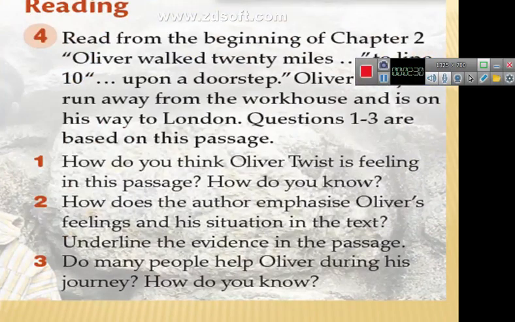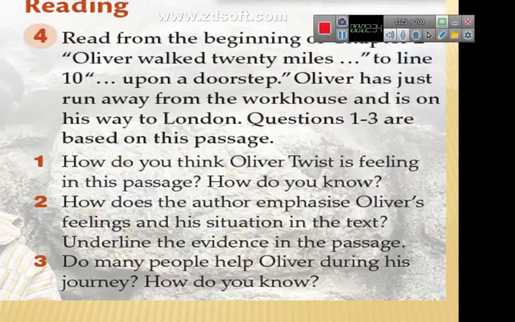Read from the beginning of chapter 2, "Oliver walked 20 miles," to line 10. Question 1: How do you think Oliver Twist is feeling in this passage? How do you know? Question 2: How does the author emphasize Oliver's feeling and his situation in the text? Underline the evidence in the passage. Number 3: do many people help Oliver during his journey? How do you know?